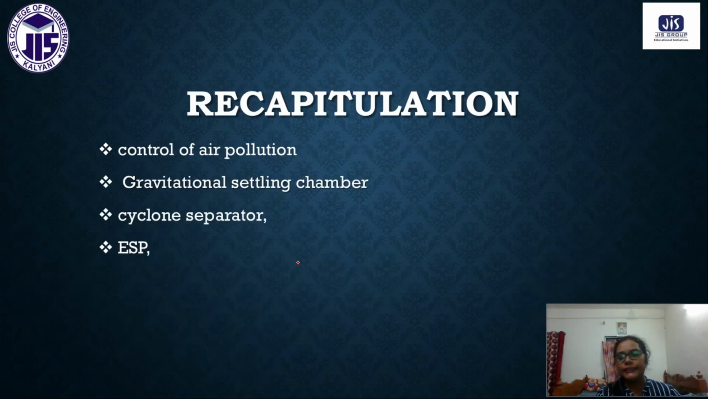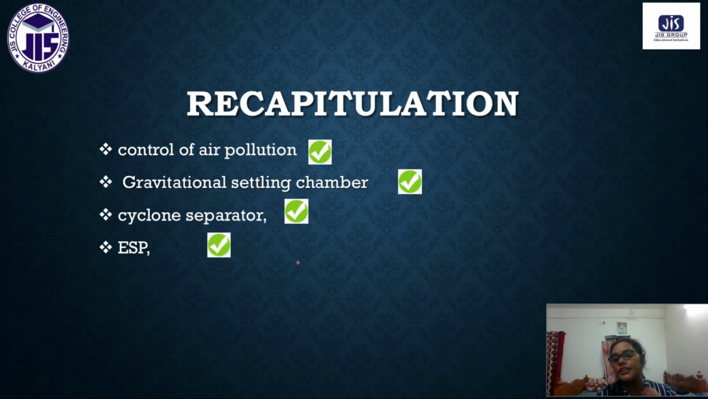Okay, so again, this is the recapitulation. We have discussed today the control of air pollution, some of the equipment we have seen, the advantages and disadvantages, and also the working principle. From this portion, generally you can be asked, like, what is the working principle of the gravitational settling chamber? What are the advantages and disadvantages of the cyclone separator? What are the industries where we can apply the electrostatic precipitator? So these are some of the types of questions you can have from this portion.